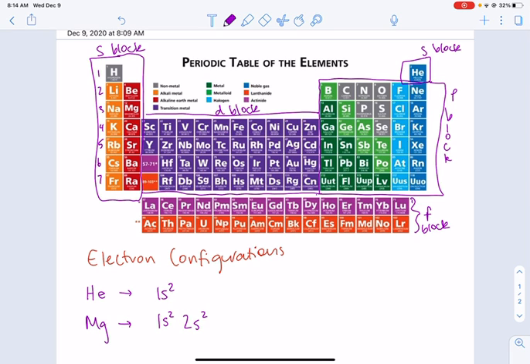Remember, you can only fit 2 electrons in each orbital orientation. So it depends on how many orientations there are. We get to boron, that's 2p1. We keep going all the way to neon, that's 2p6. Then we go to sodium, that's 3s1, magnesium, 3s2. Right?